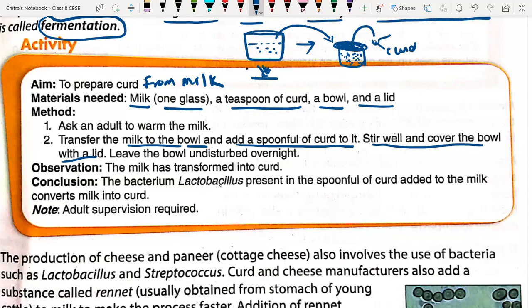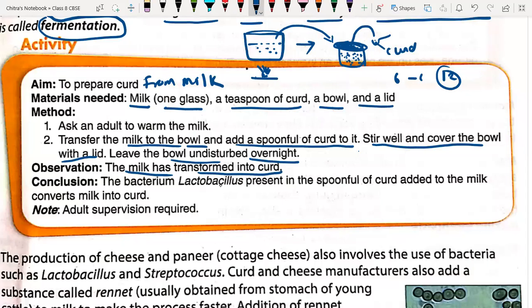Leave the bowl undisturbed overnight. It takes about 6 to 8 hours, but we keep it for 12 hours. And next day, what will be the result? The milk has transformed into curd. So we will get curd the next day.